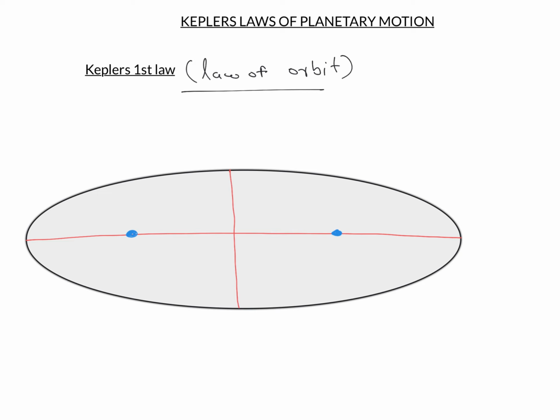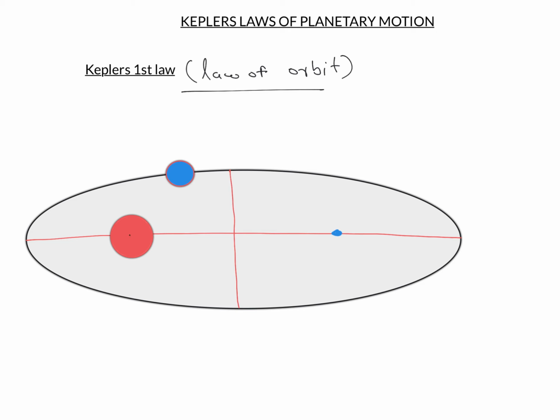So Kepler's first law states that when a planet is revolving around the sun, it is going to move in an elliptical path in such a way that the sun is located at one of the foci. So it may be possible that this is the location of the sun, and the planet is revolving around it in an elliptical path. Let's say this represents a planet, moving in an elliptical path in such a way that the sun is located at one of the foci.